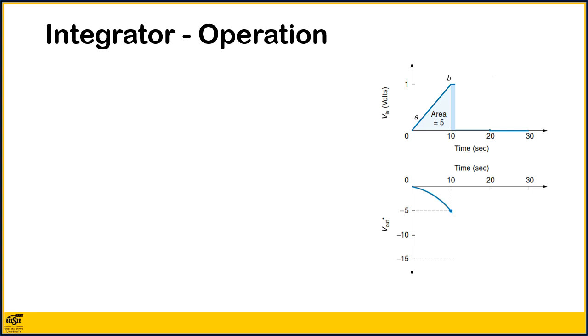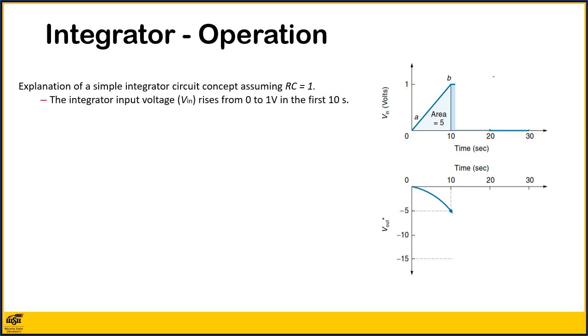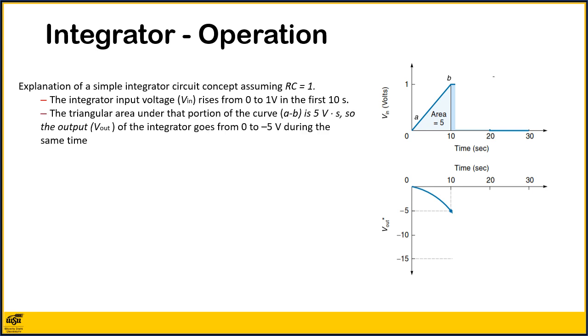The integrator concept can be explained by the sample waveform shown, which assumes numerical values of R times C of unity, or RC equals 1. Notice that the integrator input Vin rises from 0 to 1 volt in the first 10 seconds. The triangular area under that portion of the curve from A to B is 5 volt seconds. So the output Vout of the integrator goes from 0 to minus 5 volts during the same time.